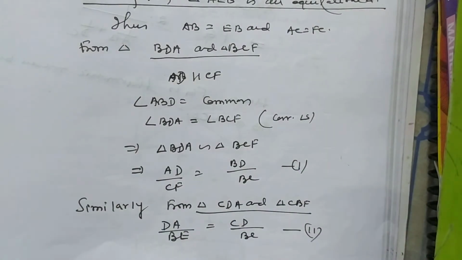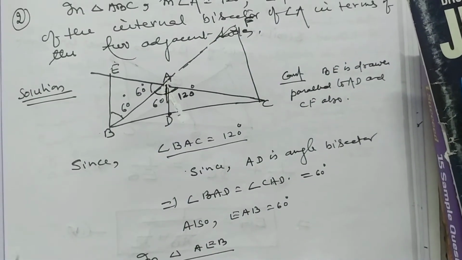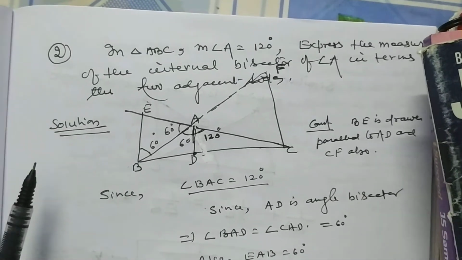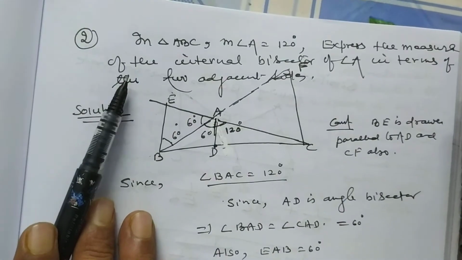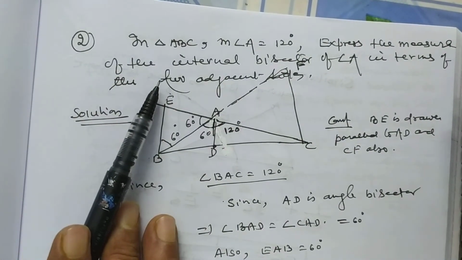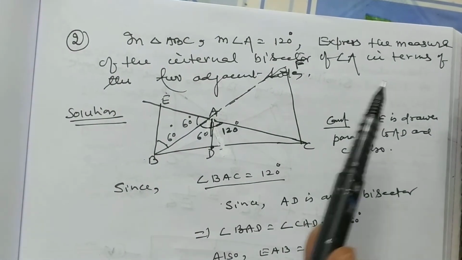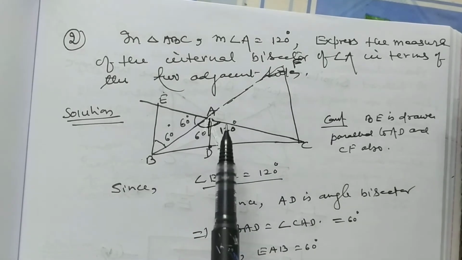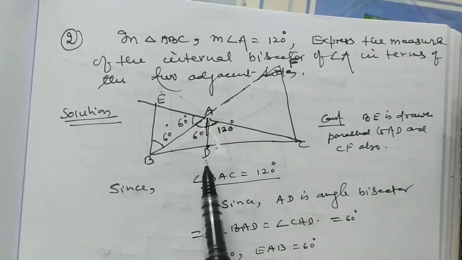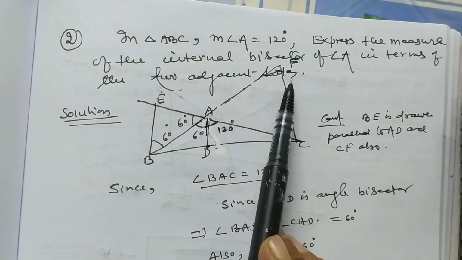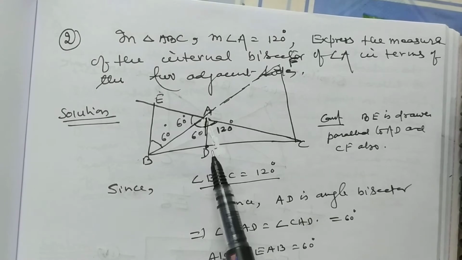Now I want to discuss some problems based on this concept, in which Olympiad components are also present. In triangle ABC, measure of angle A is equal to 120 degrees. Express the measure of the internal bisector of angle A in terms of the two adjacent sides.